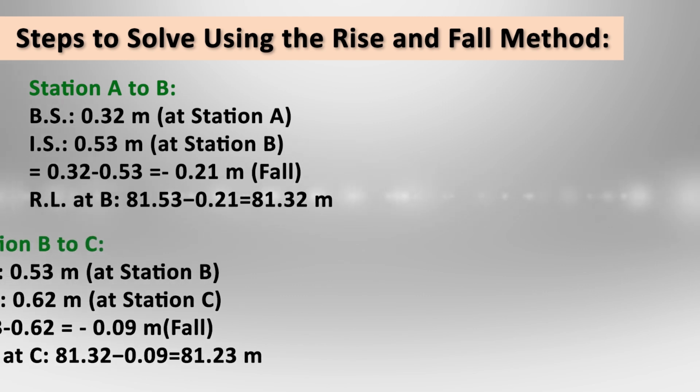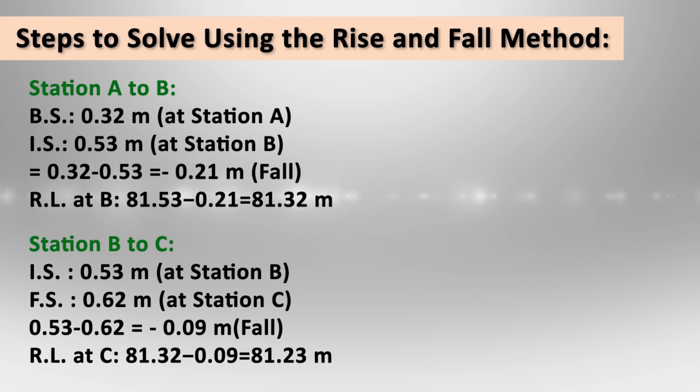Moving on from station B to C, the intermediate sight is 0.53 at station B and the foresight is 0.62 meter. We will subtract 0.53 minus 0.62, which will equal minus 0.09 meter. Again it is negative, so it will indicate a fall. For calculating the reduced level at C, it would be the reduced level at B, that is 81.32 meter, minus the fall, that is 0.09 meters, which will be equal to 81.23 meters.